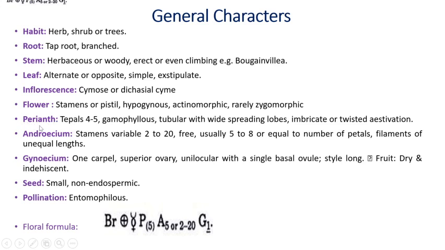I told you that there is no calyx and corolla. They cannot be differentiated. That's why the whole outermost whorl is called perianth, and each individual of the perianth is called a tepal. Here the number of tepals is 4 or 5. Gamophyllous, that means they are united. Gamo means united. Due to the united nature, they show a tubular structure with wide spreading lobes. That means the upper lobes show the wide nature, and toward the lower side it shows a tube-like structure.